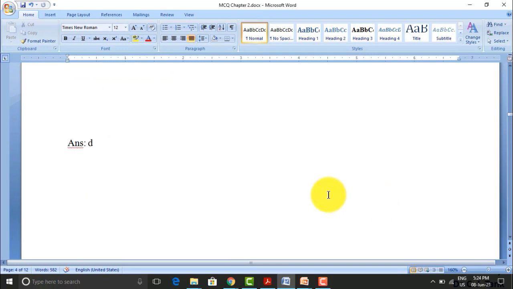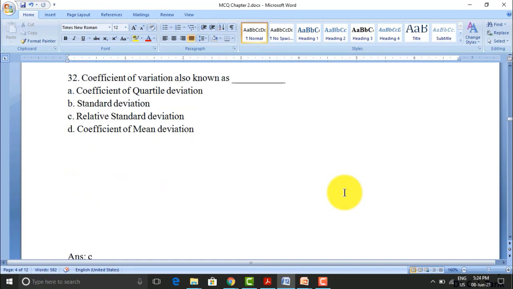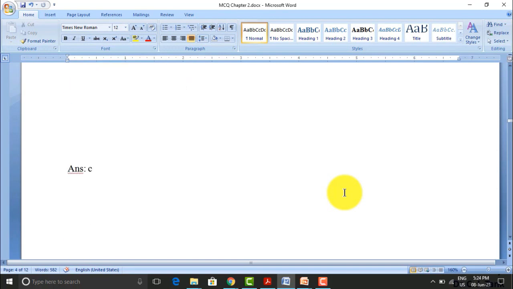The next question, coefficient of variation is also known as coefficient of quartile deviation, standard deviation, relative standard deviation, or option D, coefficient of mean deviation. So over here the answer is C, relative standard deviation.